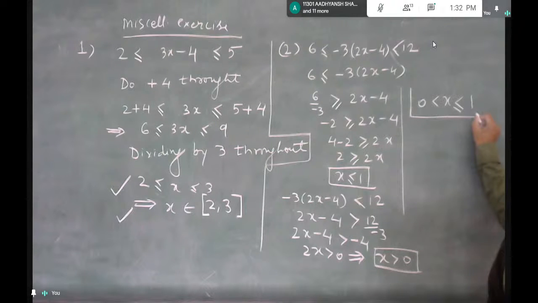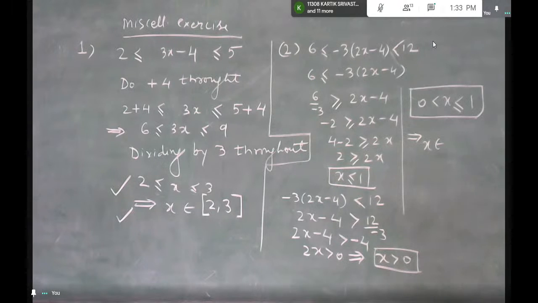How to write it in interval form? This will be x belongs to, students, 0, 1, 1 closed or 0 closed, correct? 0 open, 1 closed, right?